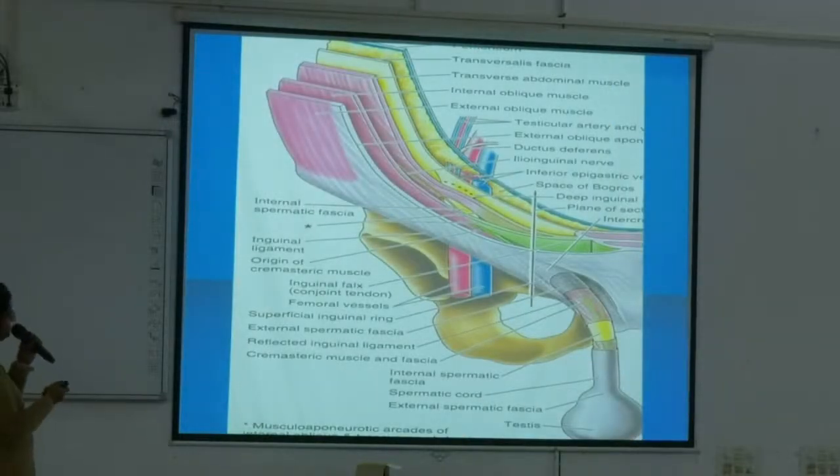here also you can see the layers. This is the spermatic cord with its coverings and contents.